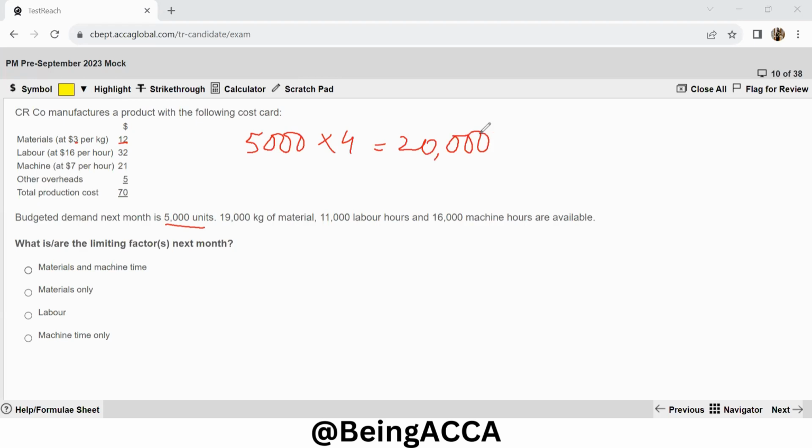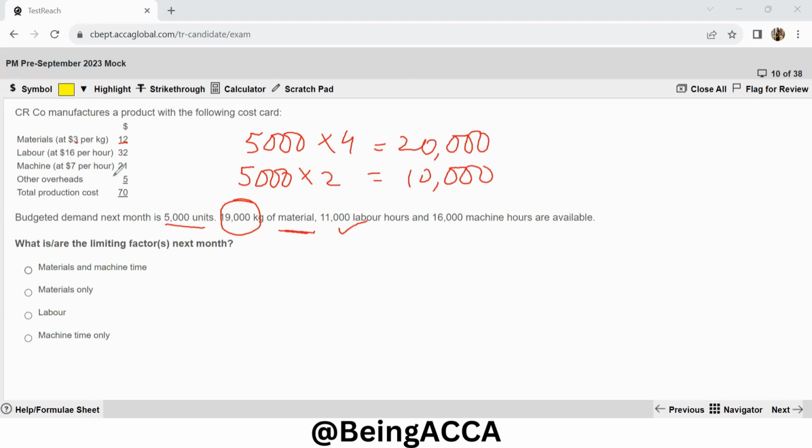20,000 kg, but do I have? No, I have only 19,000 kg of material. That means material is definitely my constraint, my limiting factor. Then have a look at labor. 32 divided by 16 is 2. So I have 5,000 units and I need 2 hours on each unit. That means I need 10,000 hours of labor, and I already have 11. That means I have enough labor hours.